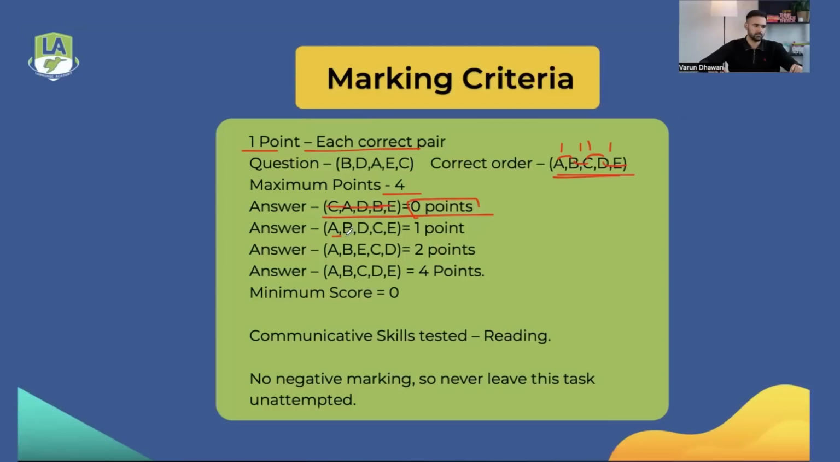Let's say your answer is AB, one pair, BD is not a pair, DC is not a pair, CE is not a pair. CD is a pair, but DC is not, so you don't get any points for this. You just get 1 point here.